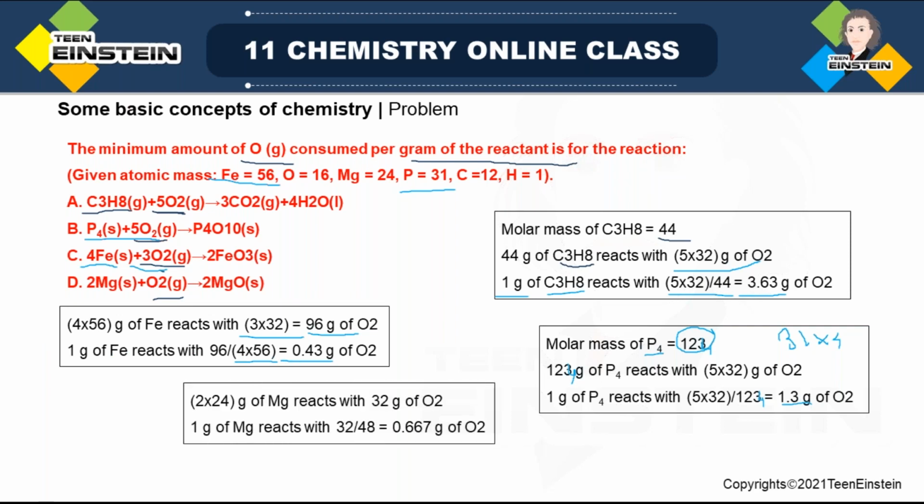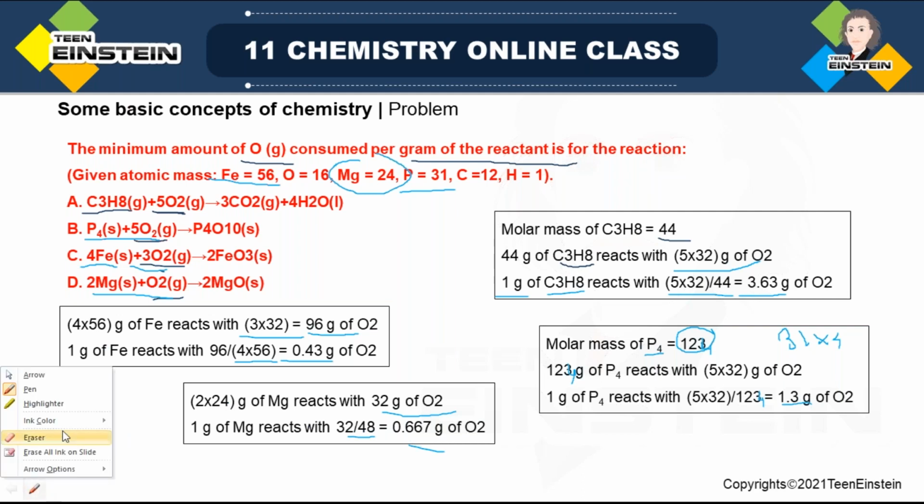And for the last one, the mole ratio is 2:1, 2 Mg plus O2. So 2 into 24, because magnesium has atomic mass 24, reacting with 32 gram of oxygen, because only 1 mole of oxygen is present in the balanced equation. All these reactions that you are seeing are balanced, otherwise you cannot do this type of calculation, right? And 1 gram of Mg will react with 32 by 48, which is 0.667.